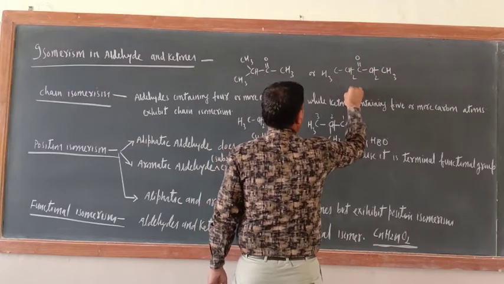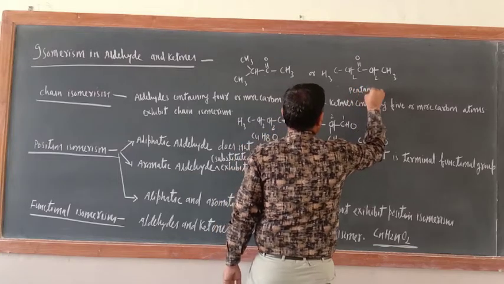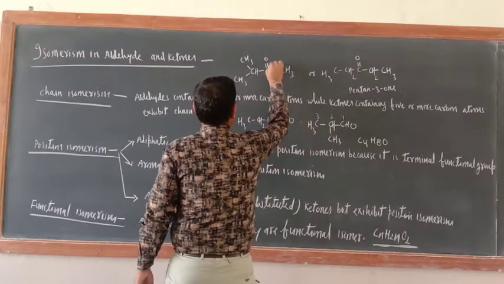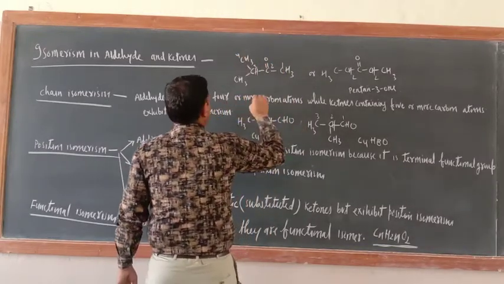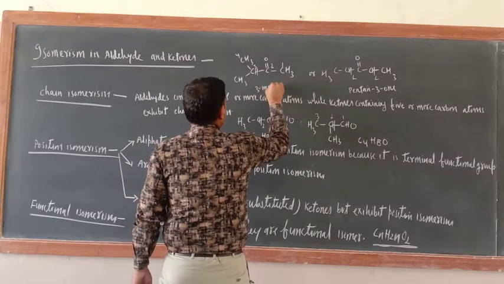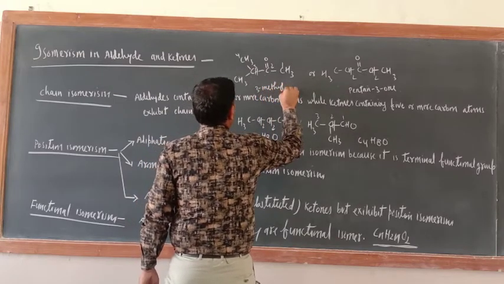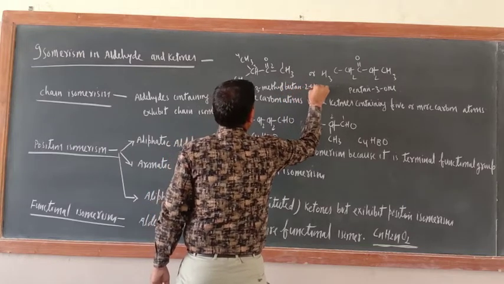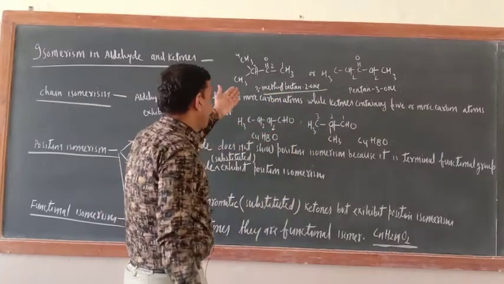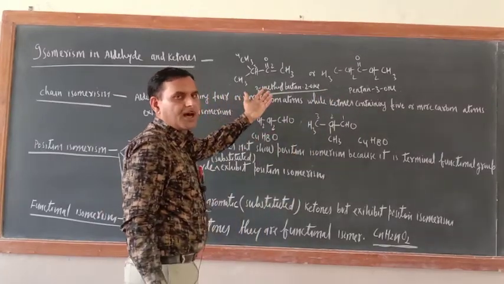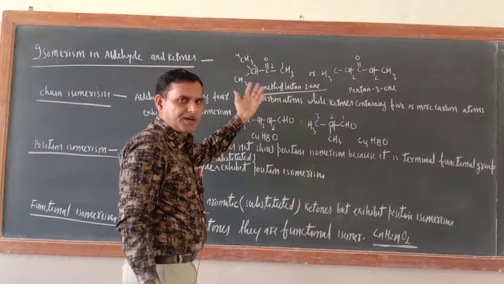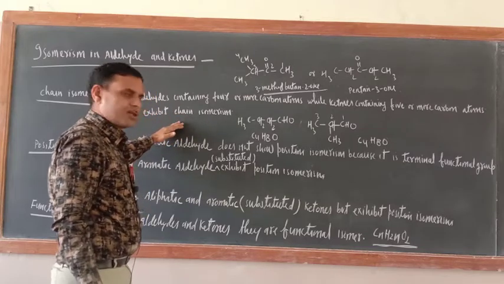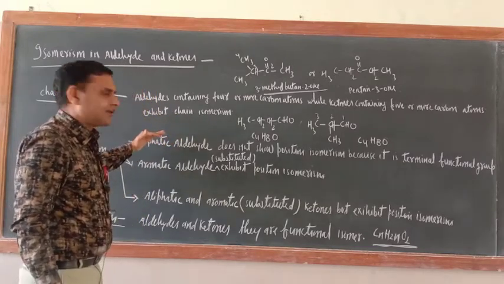IUPAC name: 1, 2, 3, 4, 5, pentan-3-one. Okay. What about the name of this compound? This is 1, 2, 3, 4. So this is 3-methylbutan-2-one. Okay, so just see, the molecular formula is the same, only what is different? The arrangement of carbon atoms in the chain is different. So this is all about chain isomerism. Let us not waste much time on these issues. Just a superficial idea you should have.